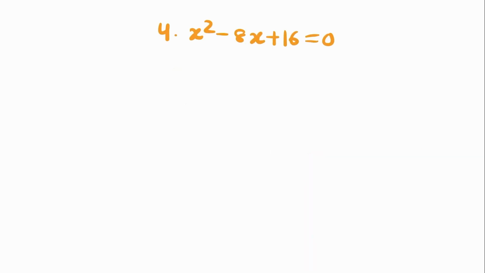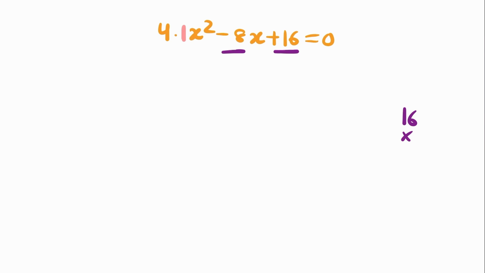X squared minus 8x plus 16 equal to 0. So now here also we can see that the coefficient of x squared a is equal to 1 because there is nothing in front of x squared. So first of all, let's try to solve this equation by factorizing. Now what do we have to do? We should think of two numbers that would multiply to get the c value, and then two numbers that would add up to get the b value.